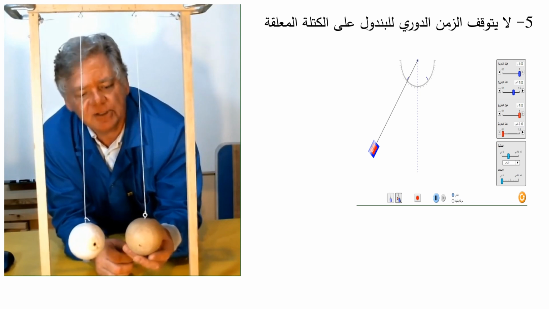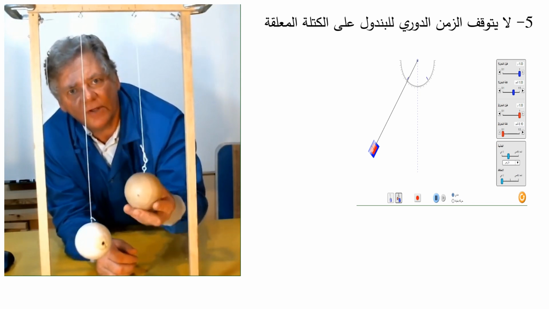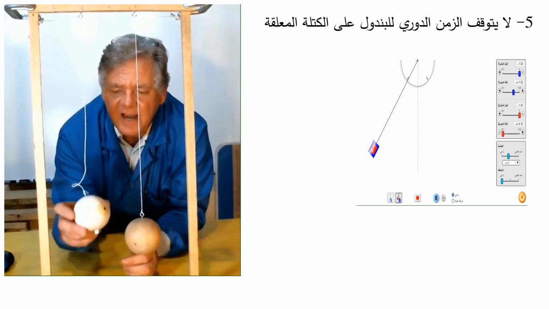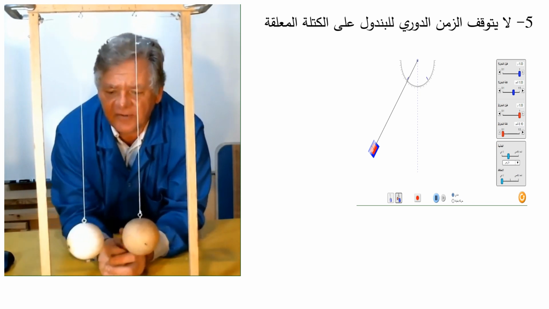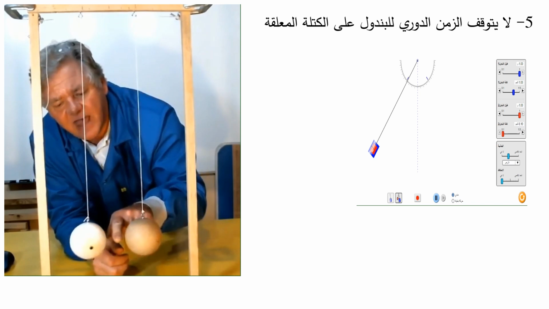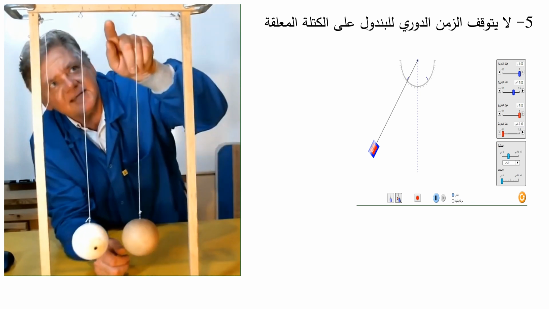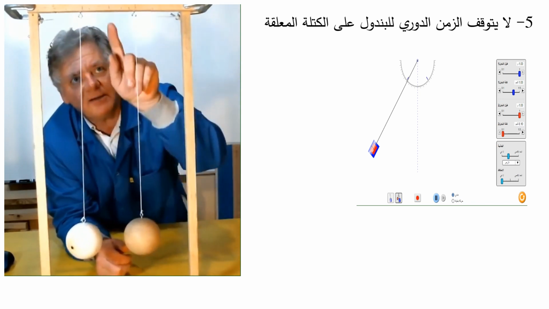Here are my two pendulums. I have one with a wooden bob, which is relatively heavy, and one with a styrofoam bob, which is relatively light. Now I've set the string lengths so that they're equal. So that means the center of gravity of both bobs are the same distance from the pivot point of the string here at the top.